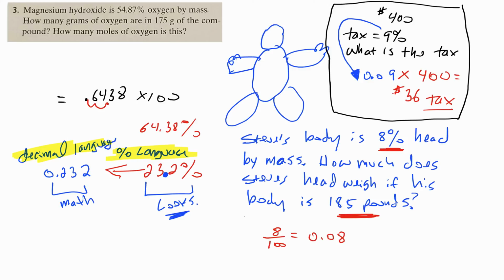0.08. Do I use a percent right there? No. Once you've converted from percent language to decimal language, you're losing the percent symbol. It's just 0.08. All right. Once you have that number, what do you do with that number?